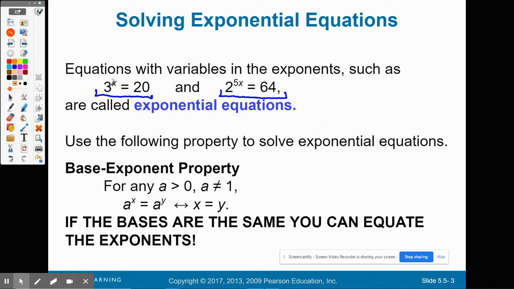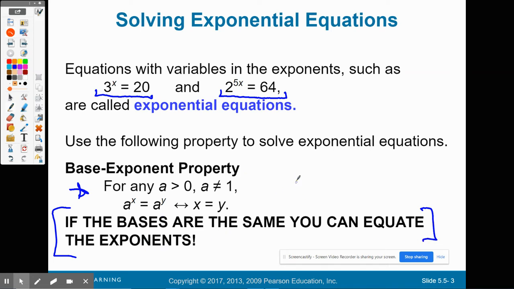Now, used to be when you're trying to get x by itself here, you'd be like, how can I get x down? You'd be like, would you take the x root? And we said no, and that's why we came up with this idea of a logarithm. So here's one of the things that you can do to solve exponential equations. The first one's called the base exponent property. You don't need to know its name, but basically this is what you would need to know. If the bases are the same, you can just equate the exponents.